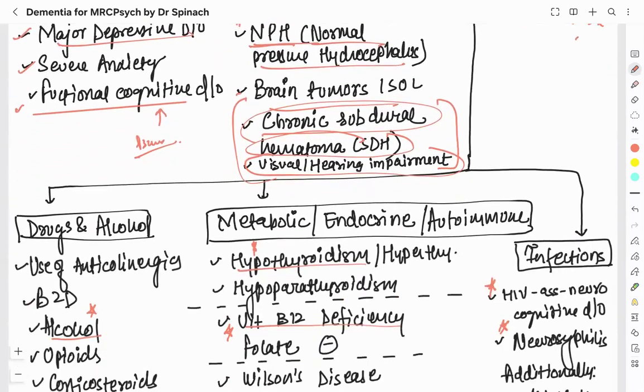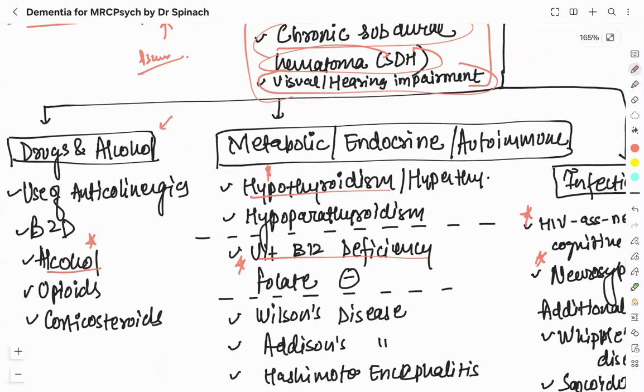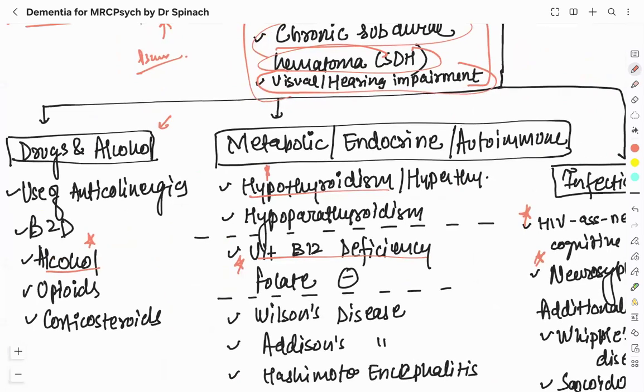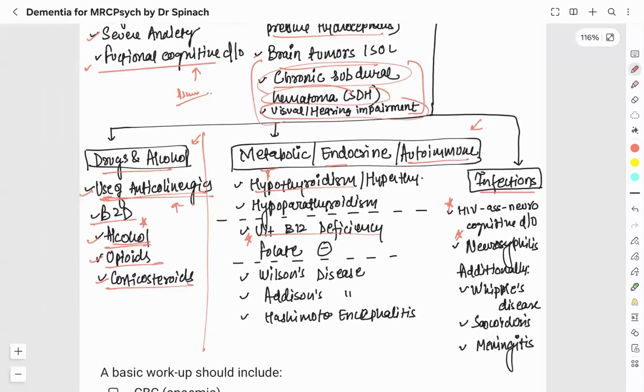Medical causes include, oh yeah, we completely forgot these, drugs and alcohol. I have divided them into drugs and alcohol, metabolic, endocrine, and autoimmune, and then infections. So drugs and alcohol: use of anticholinergics definitely will lead to dementia, as will benzodiazepines, alcohol, opioids, and corticosteroids. Then we have metabolic, endocrine, autoimmune.